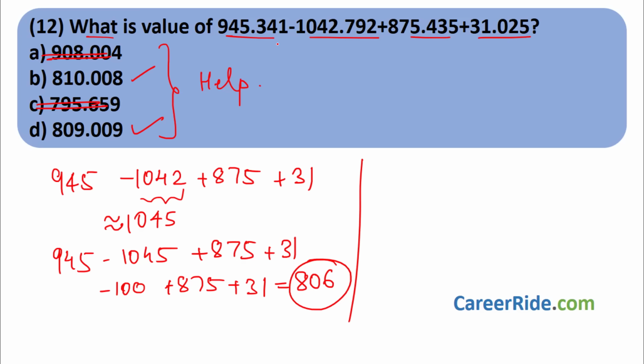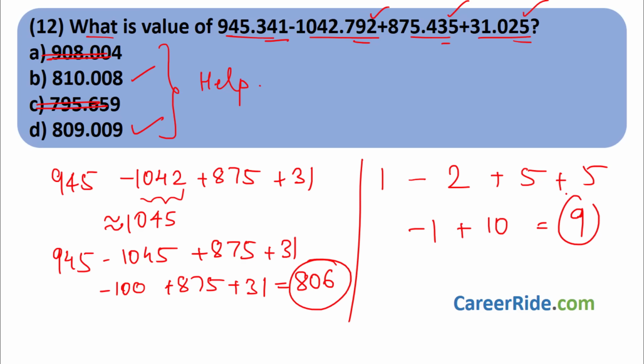Now let us check the numbers after the decimal points. This and this. Here first consider only the last digit. What do you have? 1 over here, then minus 2 over here, then plus 5 over here, and then again plus 5. Minus 1 plus 10 would be equal to 9. Which option has 9 at the end? Only this option has 9 at the end. So this is not the answer, this is the answer. See how even options help us.